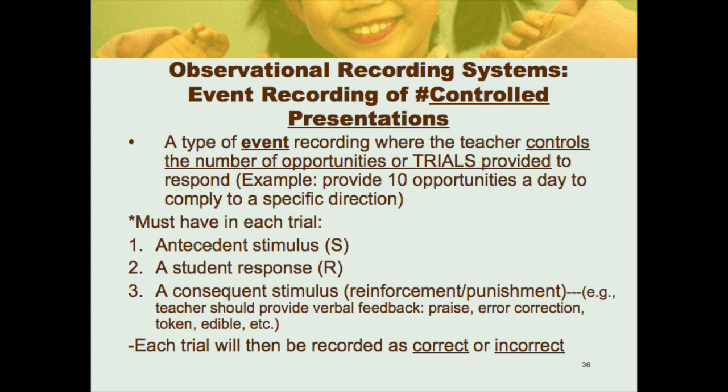A third kind of event recording is controlled presentations, which is where the teacher controls the number of opportunities or trials provided to respond. Each trial must have an antecedent, a response, and a consequence, and it is recorded as correct or incorrect. For example, if a teacher wants the student to complete a worksheet, you could have 5 opportunities where the teacher prompts the student to complete the worksheet, which is the antecedent. The response would be the student completing the worksheet, and then the consequence could be the teacher saying good job or giving them a candy of some sort.